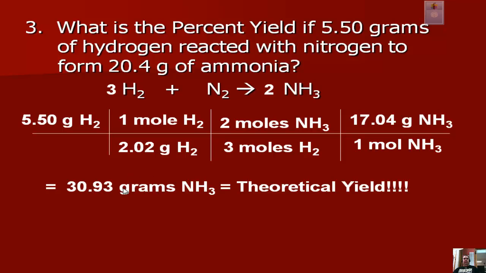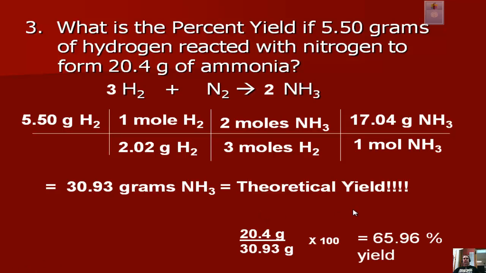When I run this calculation through, I find out that I should have formed 30.93 grams of ammonia, or 30.93 grams of NH3. That number from stoichiometry, that's my theoretical yield. Now, I have to go ahead and do my percent yield: actual amount that was given in the problem, divided by the theoretical amount, 30.93, multiplied by 100, and your answer, 65.96, is the percent yield.